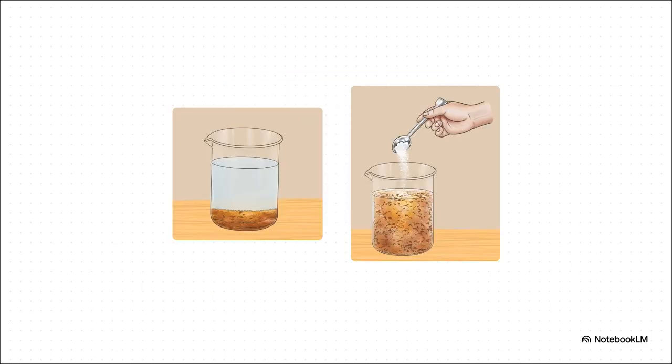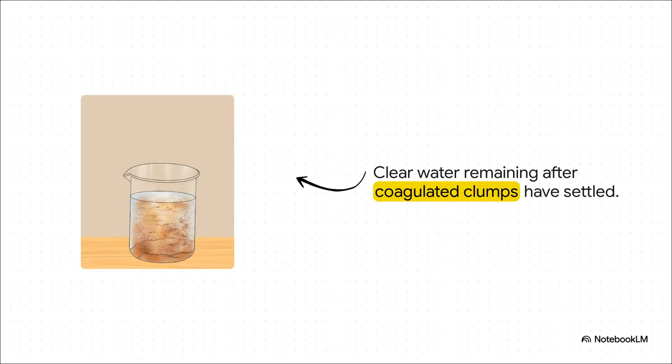Now, when spinning just isn't an option, say you've got a beaker of cloudy, muddy water that just won't clear up on its own, we use the incredible power of coagulation. By adding a coagulant, like powdered alum, it actually acts like a microscopic magnet for all those tiny, stubbornly suspended mud particles. And you can see the result here.